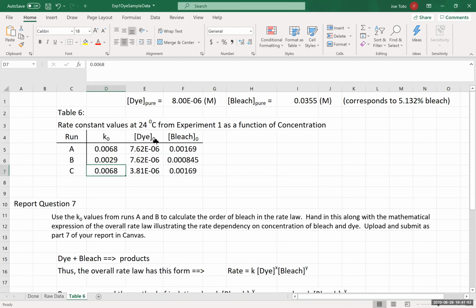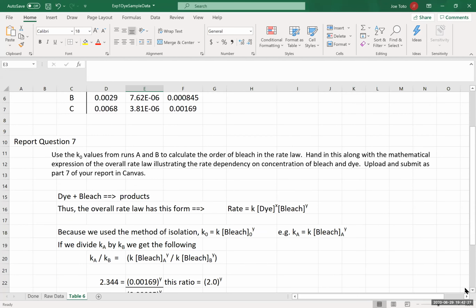Also in this table 6, I added the initial concentrations of the dye using the dilution law, and the bleach, for my case, using the dilution law for each one of those runs. So that pretty much rounds out the assignment for number 6. I have a table 6, and I have it appropriately titled with the temperature, and that needs to be uploaded as part of your report.